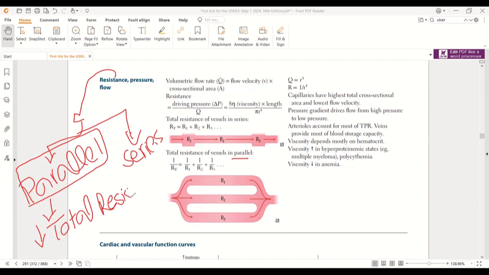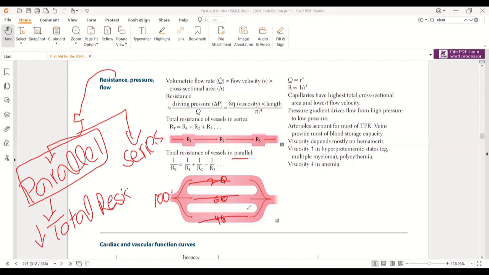But what about the blood flow? Let's suppose we have 100 as the value of the blood flow. The blood flow will distribute: here we get 20, here we get 60, here we get 40. So each organ receives a fraction of the blood flow. So the blood flow in the parallel resistance does not remain the same, right? But the pressure remains the same.